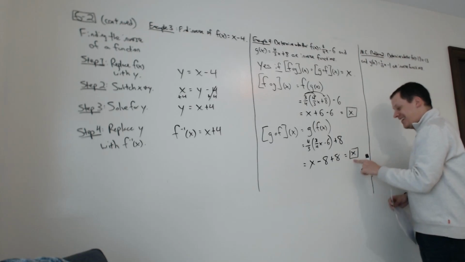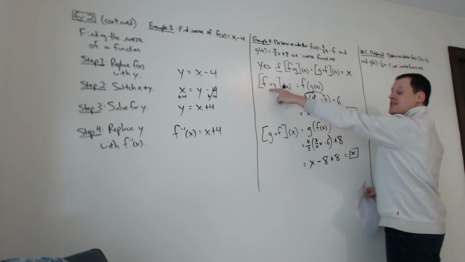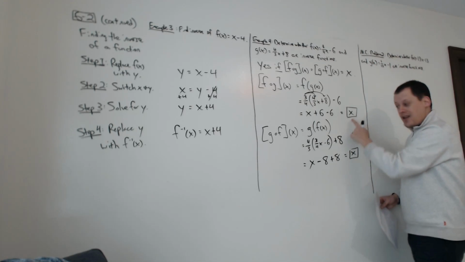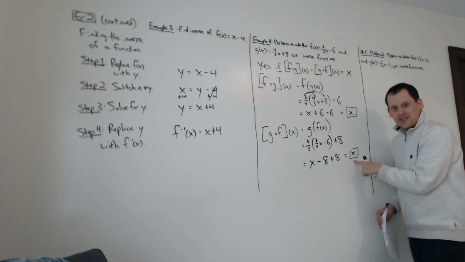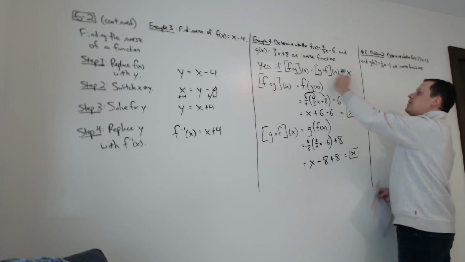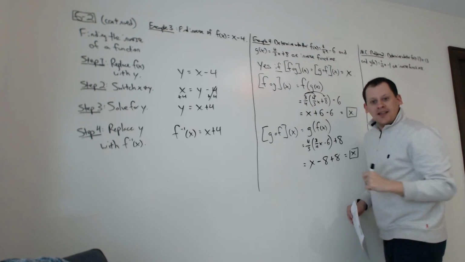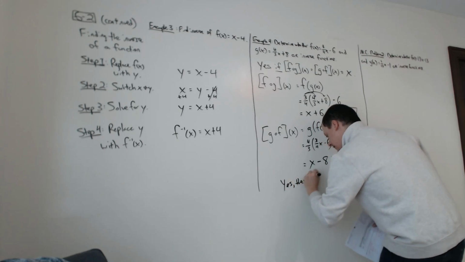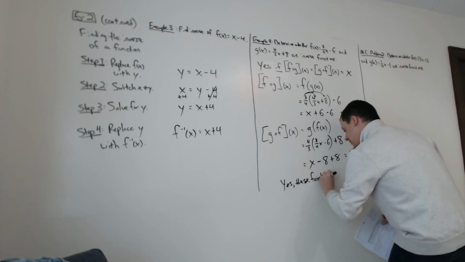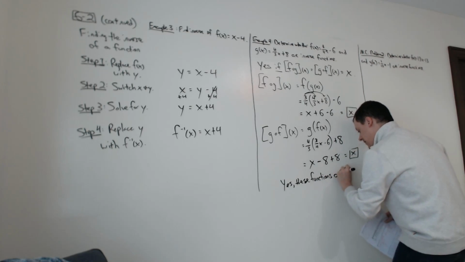So we calculated f of g of x to be equal to just x, and g of f of x we found to be exactly just x. That is exactly what we needed in order to answer yes. So the answer is yes. These functions are inverses.